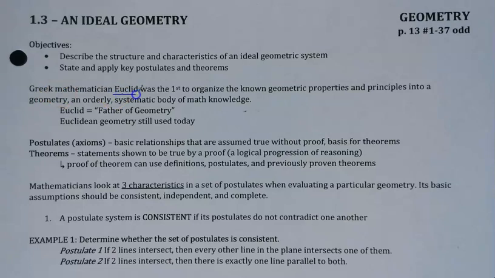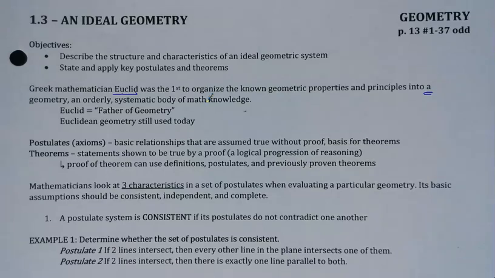The Greek mathematician Euclid was the first one to organize the known geometric properties and principles into a geometry. All right, this says a geometry because there's actually more than one study of geometry. There are different geometries. We do study Euclidean geometry. It's the most popular, but there are other geometries out there. And a geometry, then, is an orderly, systematic body of math knowledge. So Euclid is considered the father of geometry, and Euclidean geometry is still used today. Again, that's what we study.